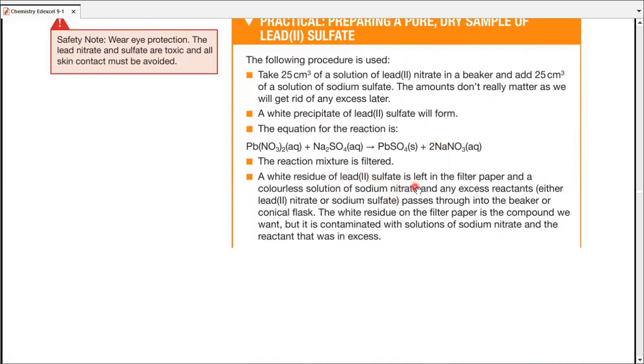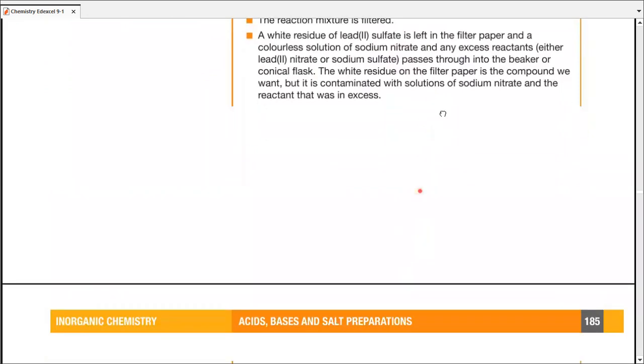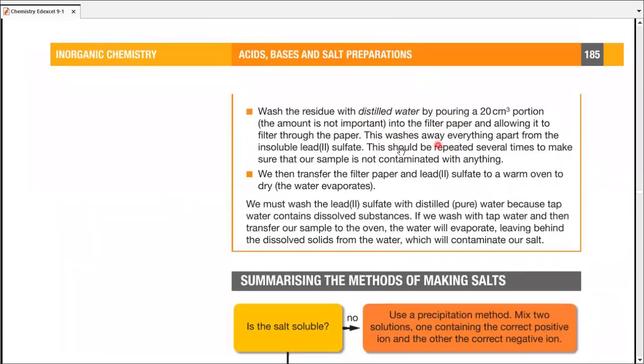Filter out the reaction mixture. A white residue of lead sulfate is left on the filter paper. There is a colorless solution of sodium nitrate and any excess reactant. They have already passed through the filter paper. You can wash the residue a couple of times with distilled water if you want to, which is our very next step. Wash the residue with distilled water by pouring 20 cubic centimeter portions.